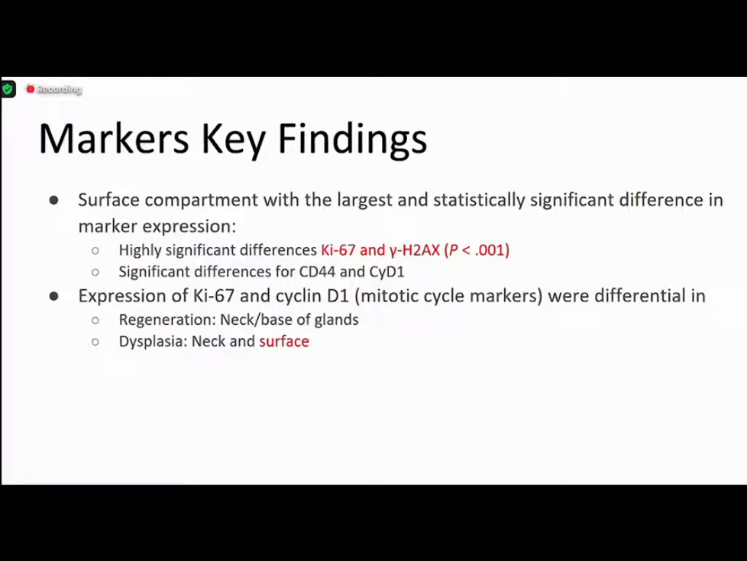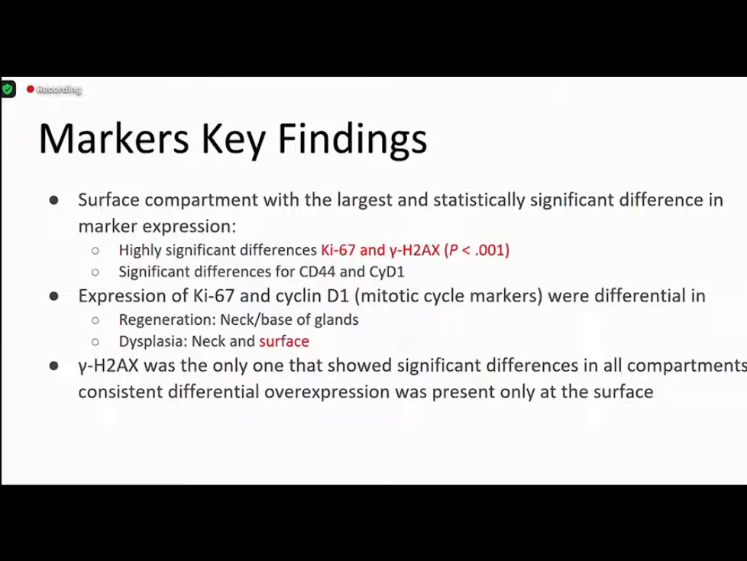Secondly, the expression of Ki67 and cyclin D1, which are cell cycle markers, were differential in the two processes, which is regeneration and dysplasia. Expression was there in both of the compartments, but regenerating epithelium has more of the base of the gland staining, and dysplastic epithelium had more of the surface staining, which highlights the similar findings that we see in colonic adenomatous progression.